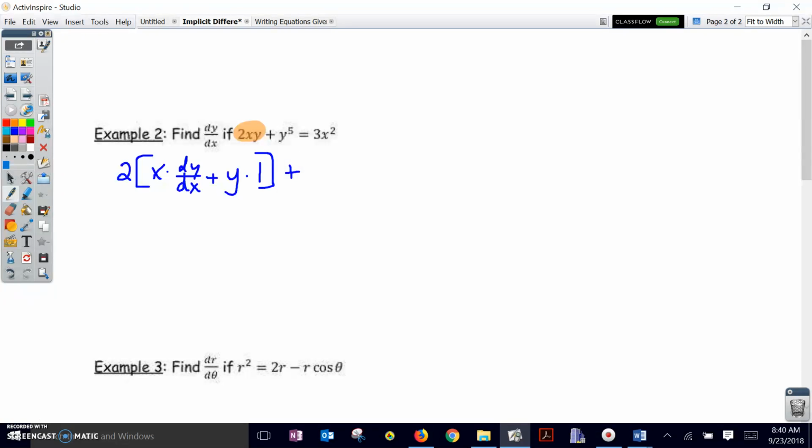And now I take the derivative of y to the fifth. And here I need to apply the chain rule. Derivative of the outside, leaving the inside the same, times the derivative of the inside. And all that's equal to the derivative of 3x squared, which is 6x times the derivative of x, which is just 1. It's very important that we keep this chain rule mindset going when we're doing these, because if we don't, we're going to end up without a dy/dx in our derivative, which makes it very difficult to solve for dy/dx.